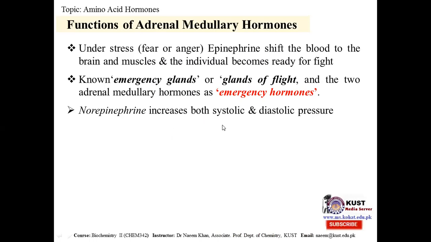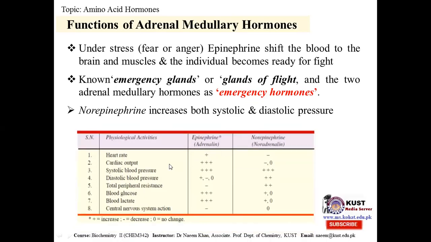Norepinephrine increases both systolic and diastolic pressure. Here we can see the important functions of epinephrine and norepinephrine: heart rate, cardiac output, and systolic blood pressure are increased in the same way by norepinephrine. And if we come here, the total peripheral resistance is negative with epinephrine, but it is double positive with norepinephrine. So here the important functions are compared.